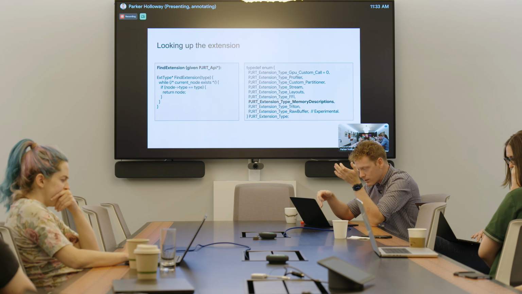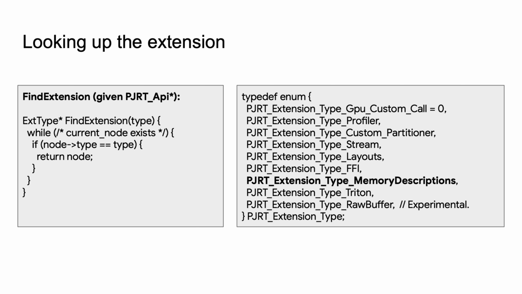How do we use it? We provide this utility function that just iterates over all of the extensions that are initialized at the top of the API. We look for the enum, and if the integer enum matches in that traversal, then we have access to that extension and we can use it.